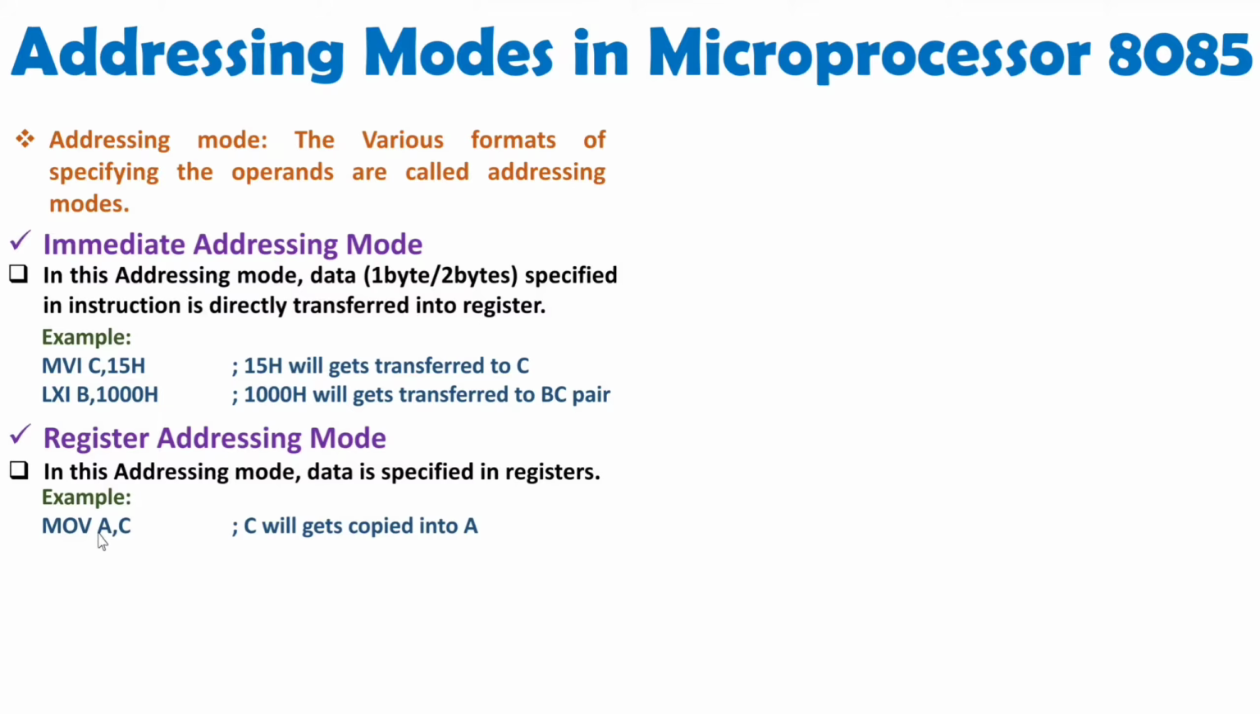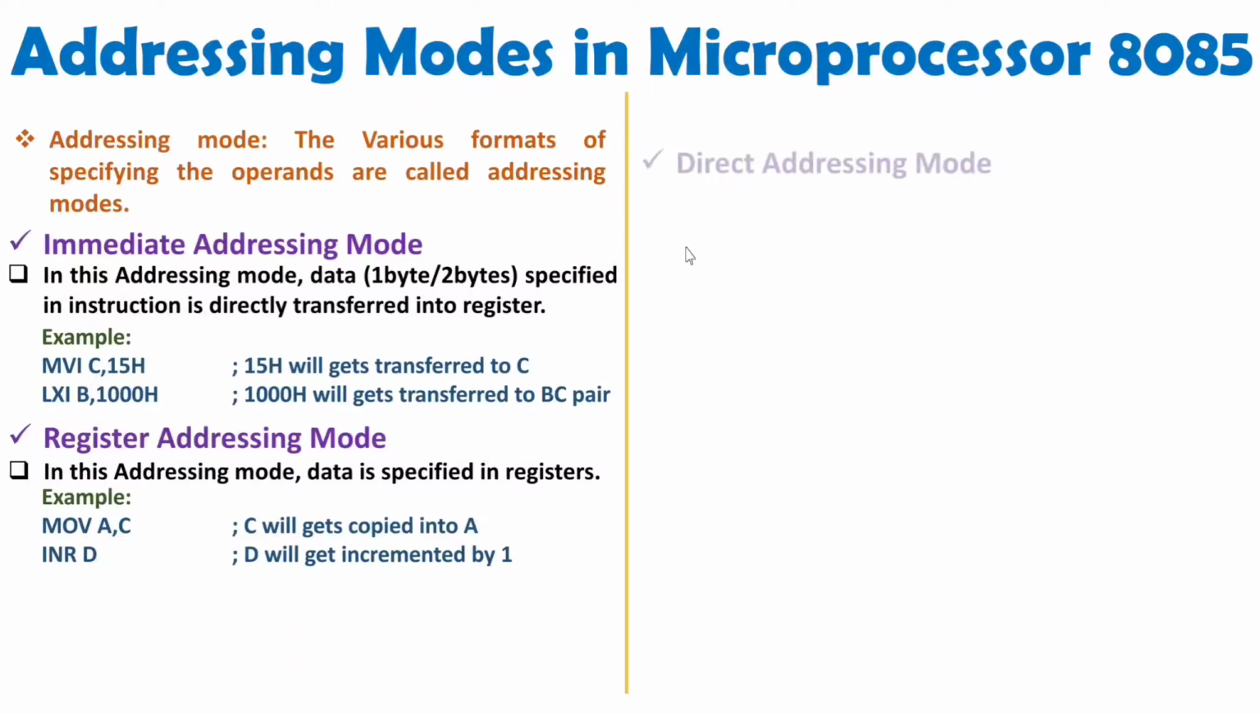So data is specified in registers here. As if I say INR D, here the data of D gets incremented by 1. So here the operand is specified in registers only, right? So this is referred to as register addressing mode.